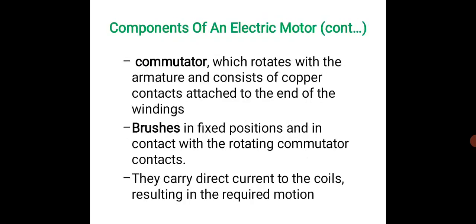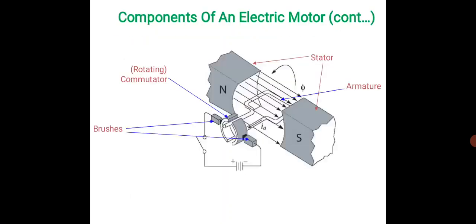And the next component is a commutator. This will rotate with the armature, and it consists of copper contacts which are attached to the end of the windings. The fourth component is the brushes, which are in fixed position and will be in contact with the rotating commutator contacts. They carry the direct current to the coils, which results in the required motion. This diagram shows you the components of an electric motor: stator, armature, commutator and the brushes.